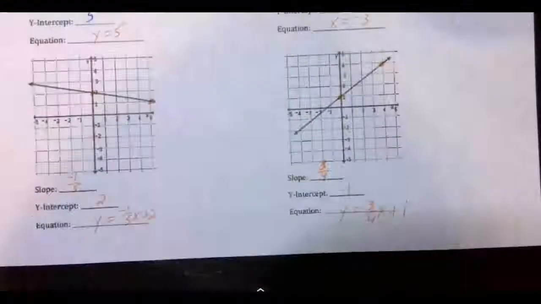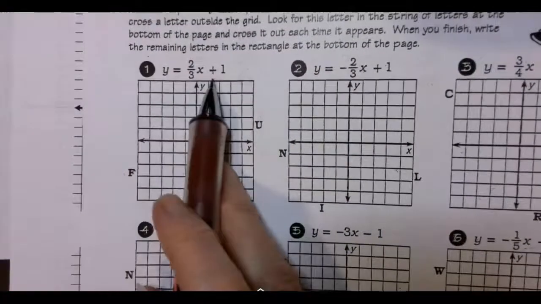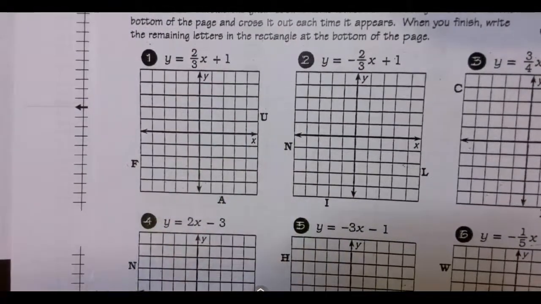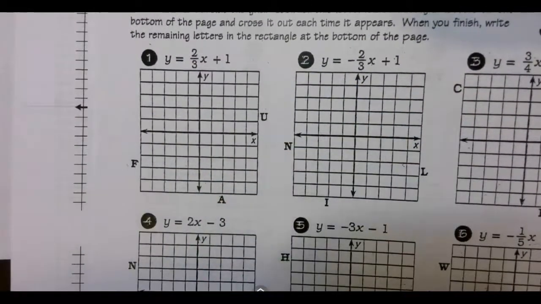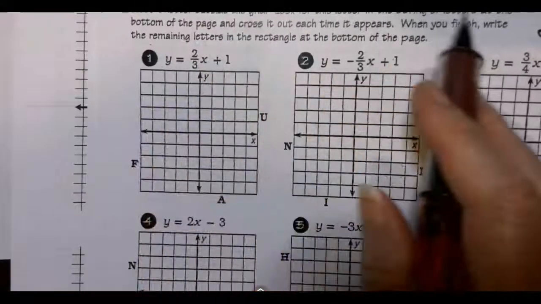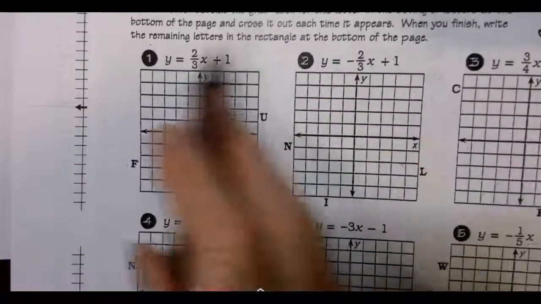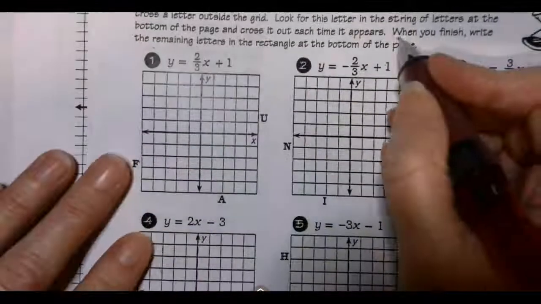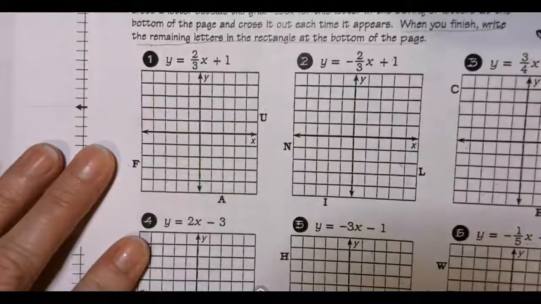On the back, I believe we're doing about the same thing. But this time they only give us one equation, so it's going to be one letter from each one. We go through and graph this one, find the letter, and that would then go first. Use a slope, the graph is extended, cross the line, look for the letter in the string of letters, cross it out each time it appears. When you finish, write the remaining letters at the bottom of the page.